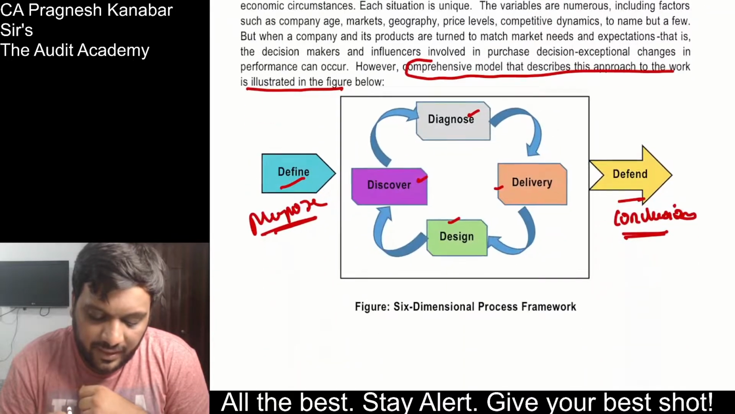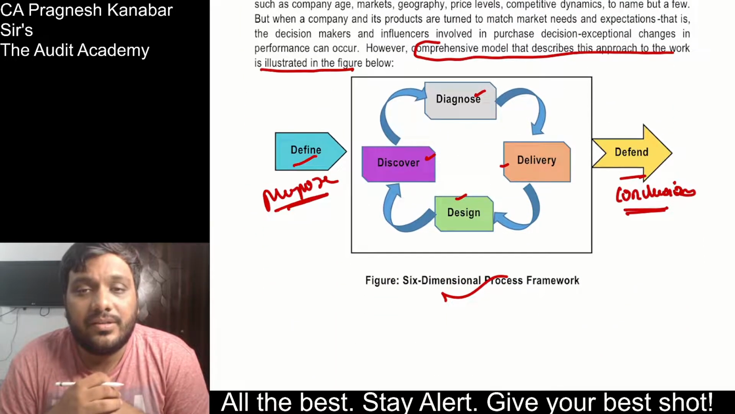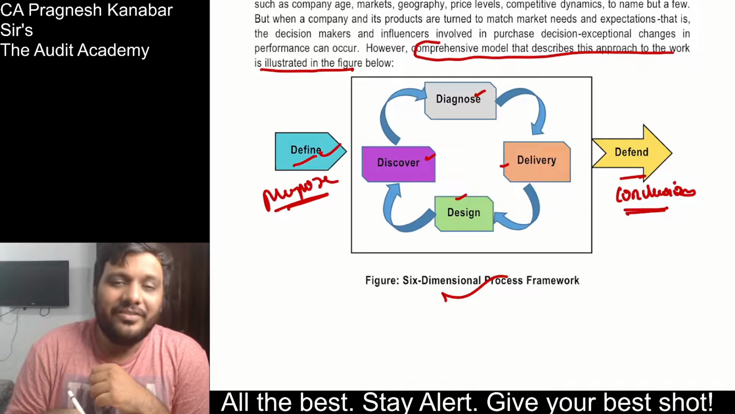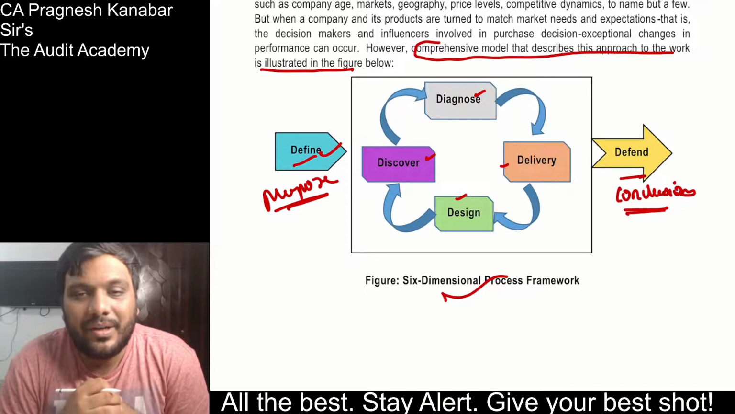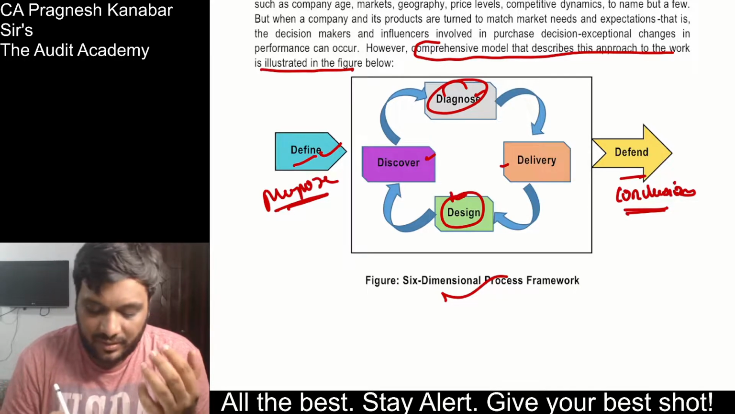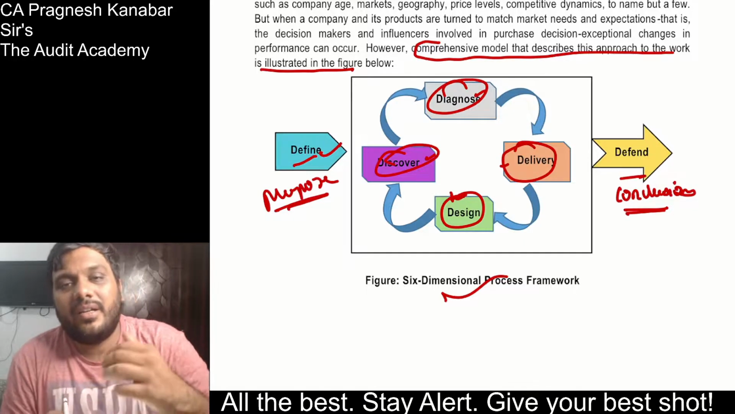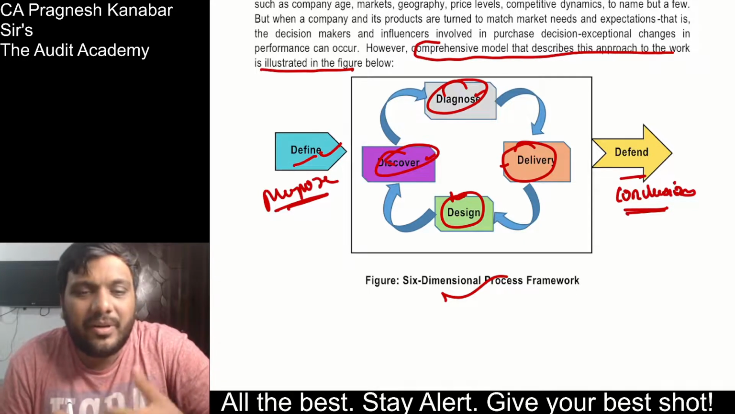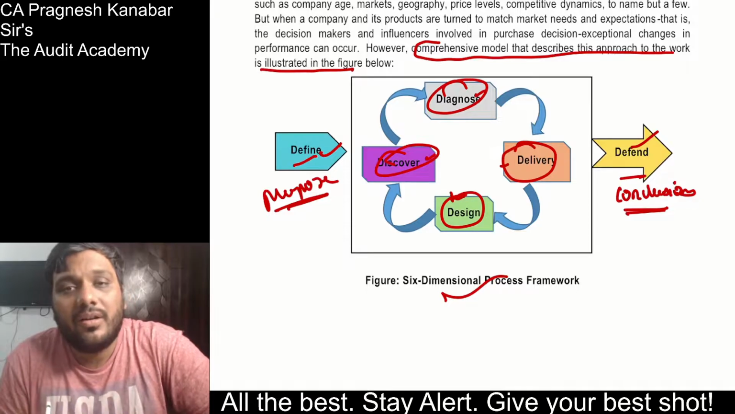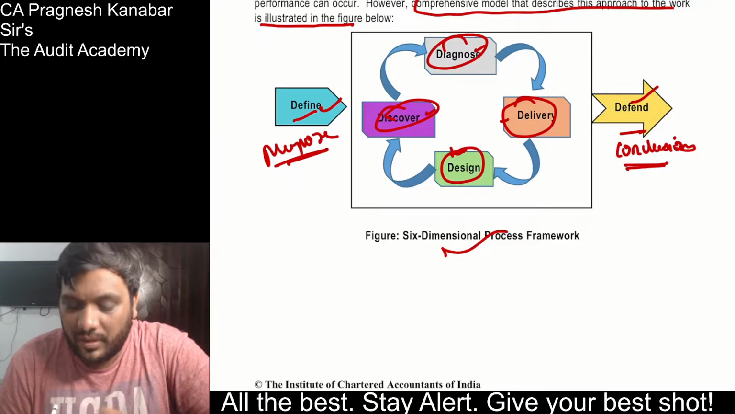All right. Then they have said that there has to be a 6-dimensional process for due diligence. Means first define what is the purpose, why you're doing it. Then diagnose the problem, design your procedures, perform it. Discover what are the areas where attention is required. Deliver means perform it, find out the evidence, and form your conclusions, and then defend it. That is, this is what you have concluded.